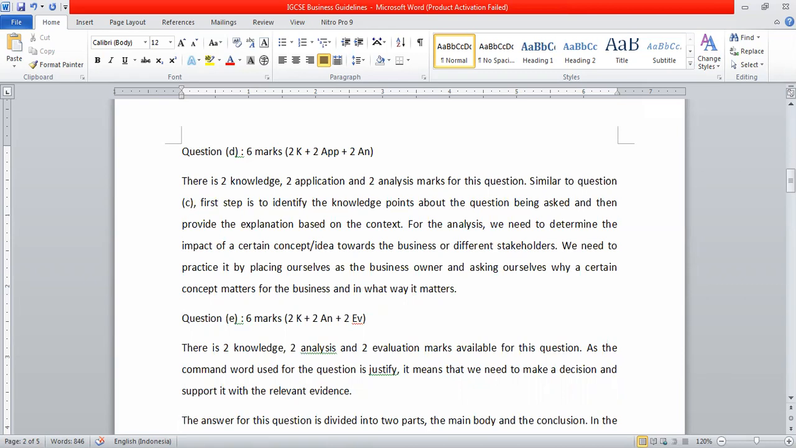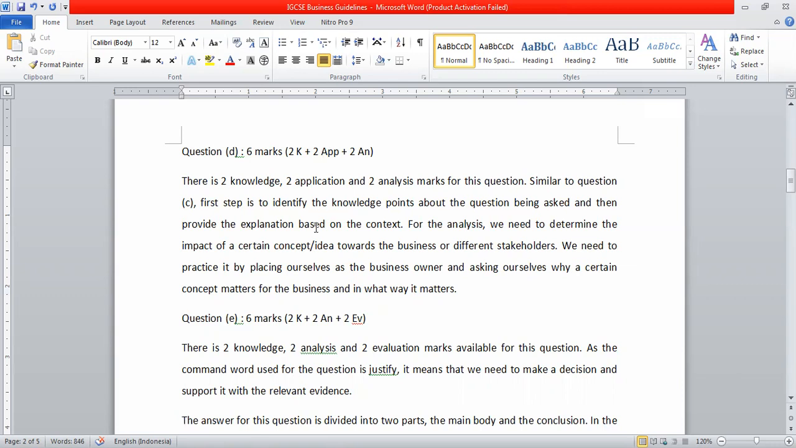First step, you need to identify the knowledge point about the question being asked and then provide the explanation based on the context. For the analysis, we need to determine the impact of a certain concept or idea towards the business or towards different stakeholders. So application is similar to question C. Whatever I explained in question C just now applies here also for application.